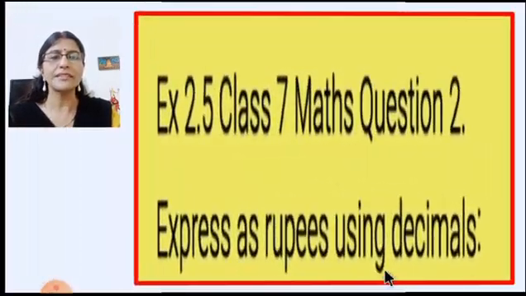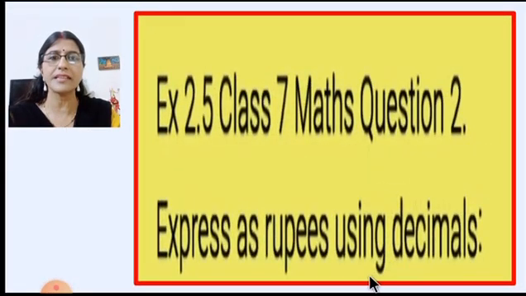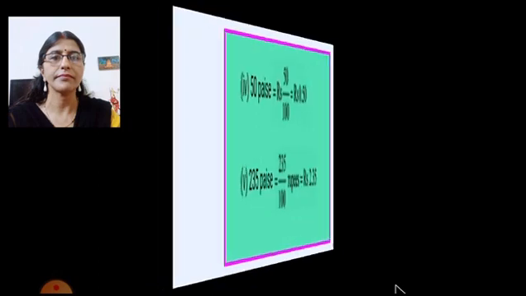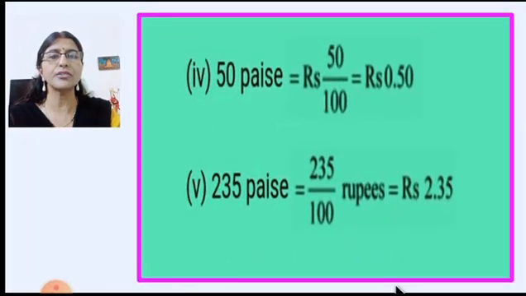Now the next question, question number 2 of the same exercise 2.5. Express as rupees using decimals. There are two questions. Question number 4: 50 paise we have to convert into rupees, and the next one is 235 paise we have to convert into rupees. Some questions we have already done before. Now this we'll do again.